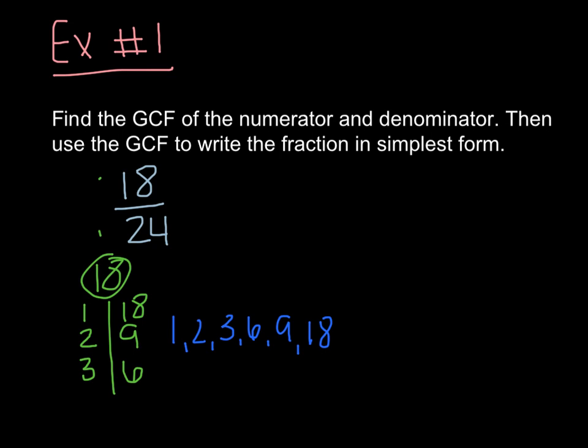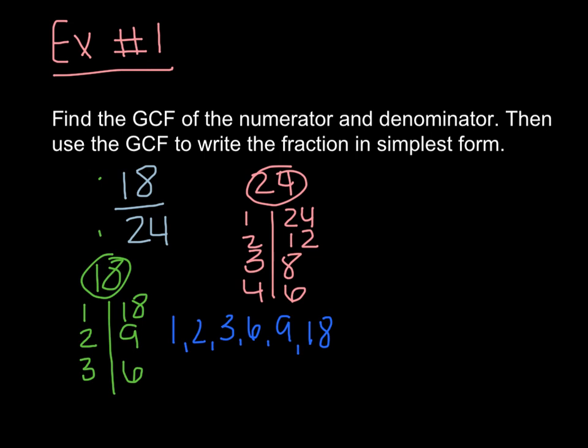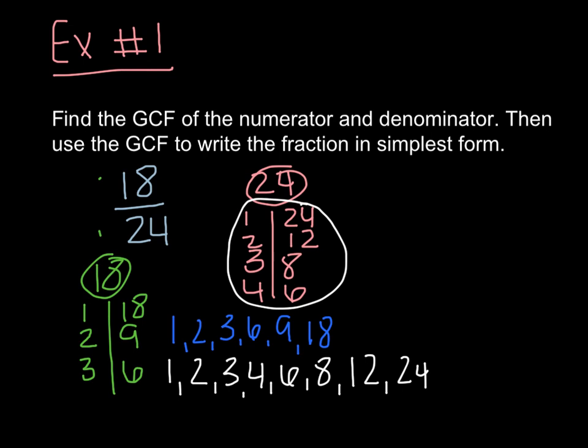And now let's go ahead and do 24. I'm going to do that up here. We have 1 and 24, 2 and 12, 3 and 8, 4 and 6. And again, I'm just going to list those out. So I'm going to go ahead and put them right under the factors for 18. So 1, 2, 3, 4, 6, 8, 12, and 24. And I just wrote all the numbers that were right here.